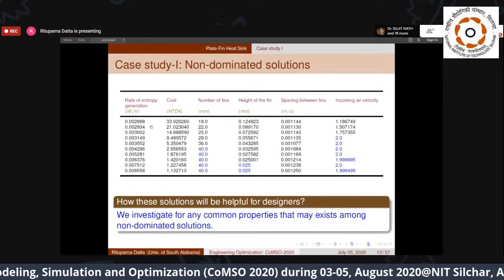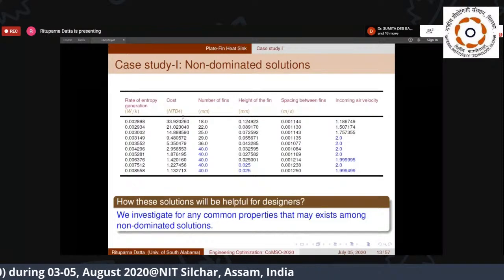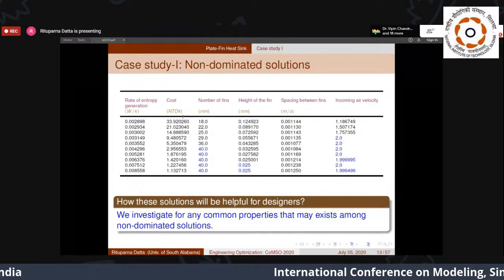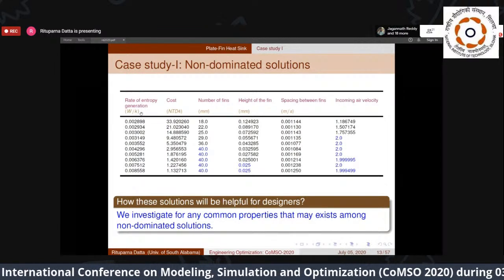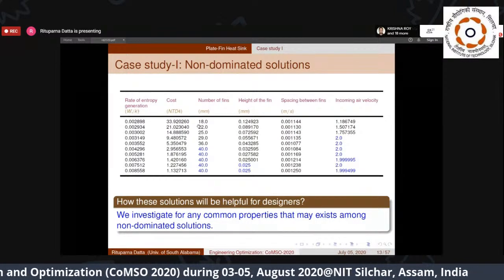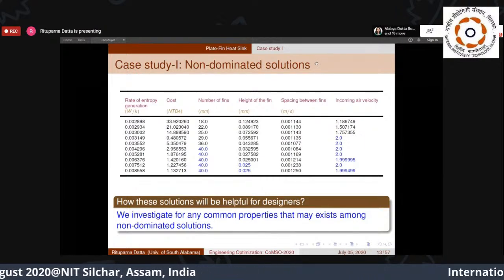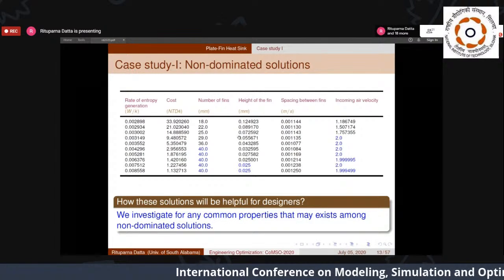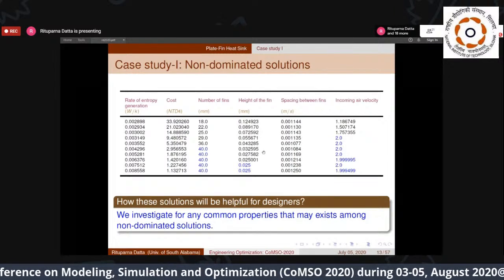Thereafter, we have taken around 10 uniformly distributed points from the set of all our non-dominated solutions. Then we have noted down the value of entropy generation, cost, then all the variables. But if I give it to the decision maker, then also it's confusing because it is some numbers. And from numbers, it is not that easy to make decisions.